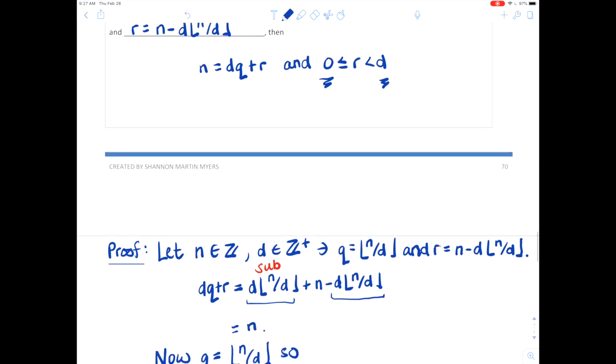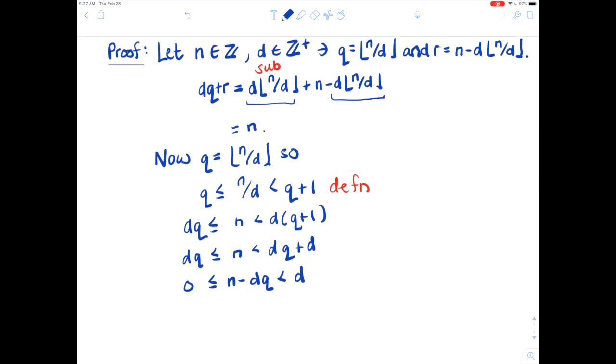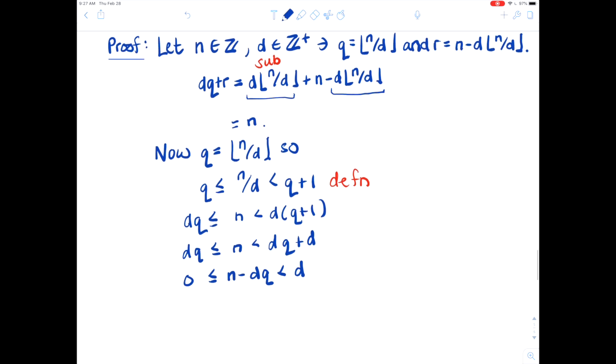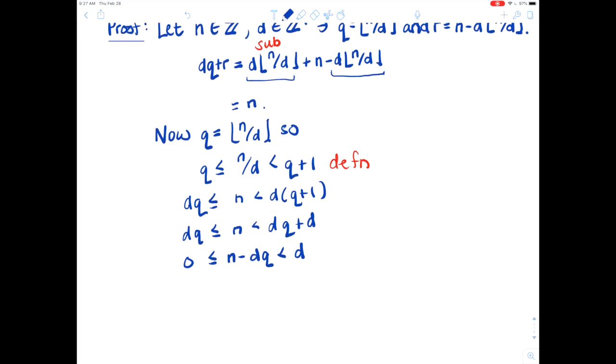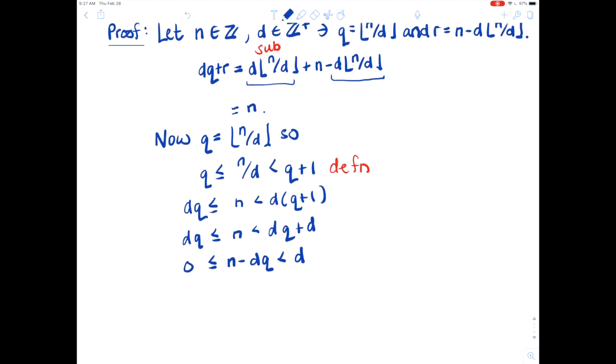So what is r? R was n minus d times the floor of n over d, right? But what was q? The floor of n over d. So this, substituting that back, would be d times the floor of n over d.